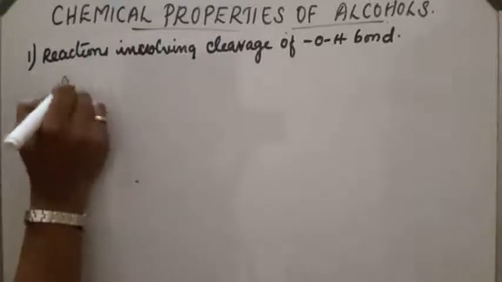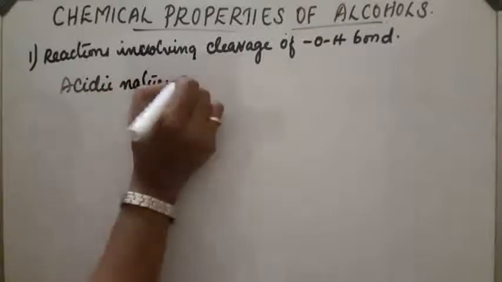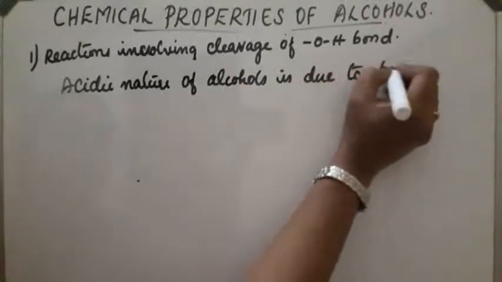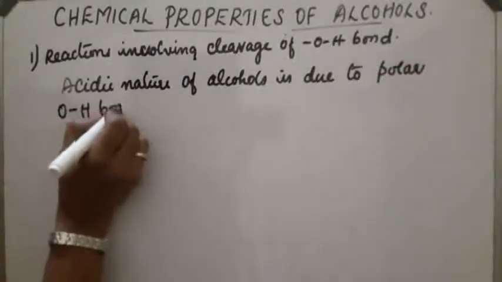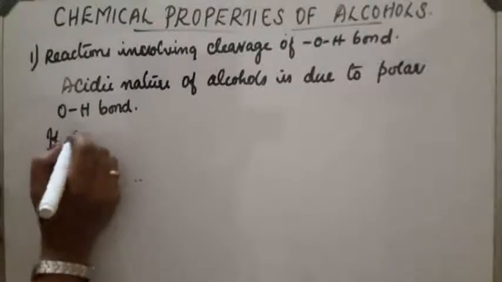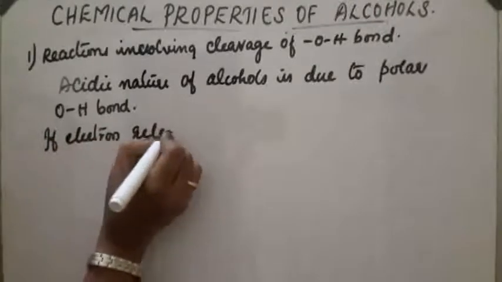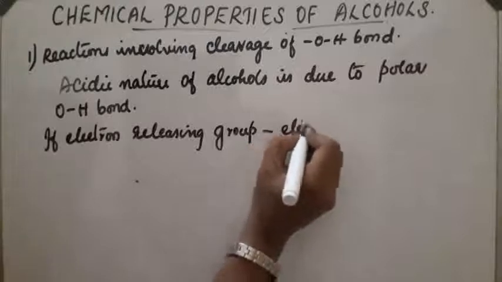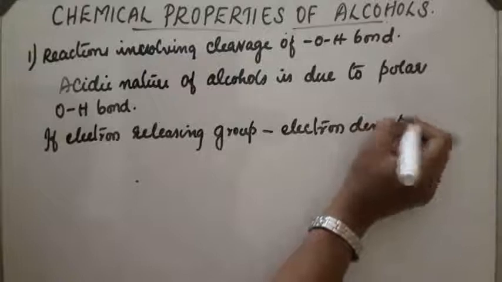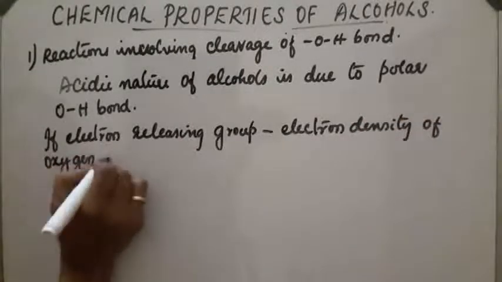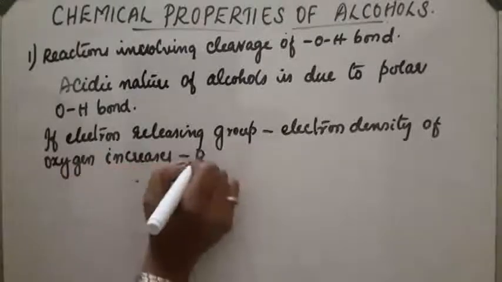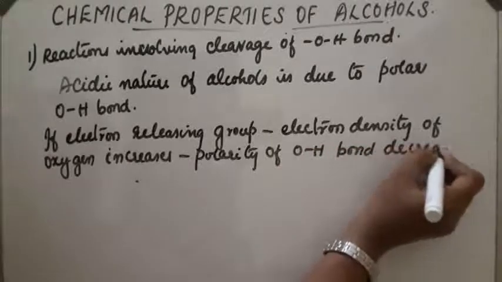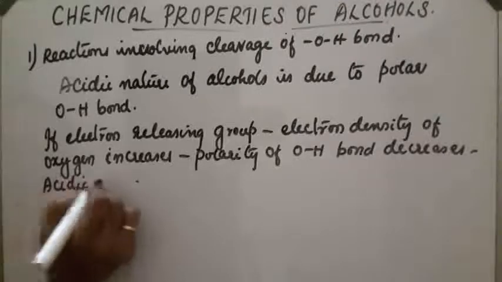Next, the acidic nature of alcohols is due to the presence of the polar OH bond. If an electron releasing group like an alkyl group is present, it releases electrons, so the electron density of oxygen increases. So the polarity of the OH bond decreases. As a result, acidic strength decreases.